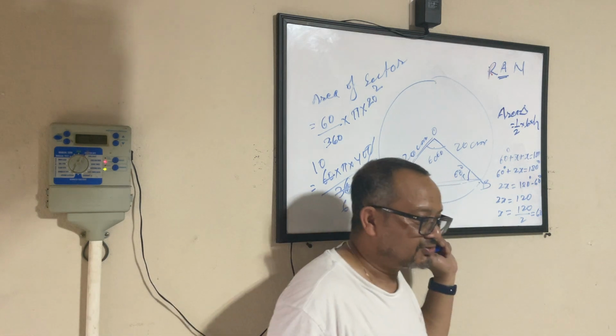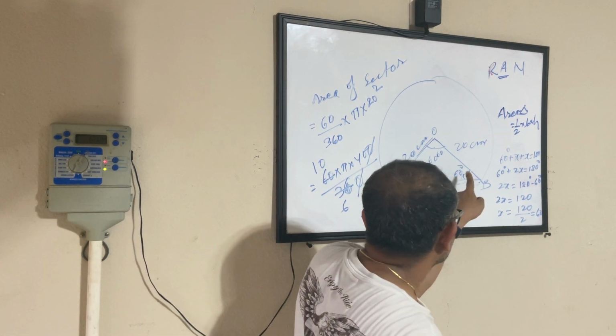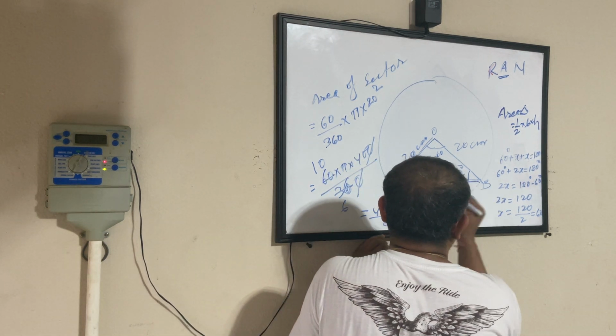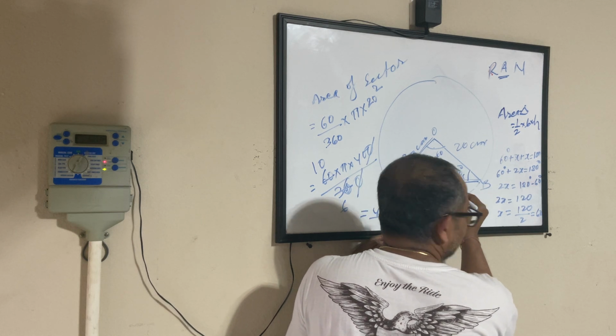Oh, now I know. Now actually I know, because this is 60, this is 60, this is 60. That means it's an equilateral triangle. So this length is also the same as R, the radius, 20 centimeters.